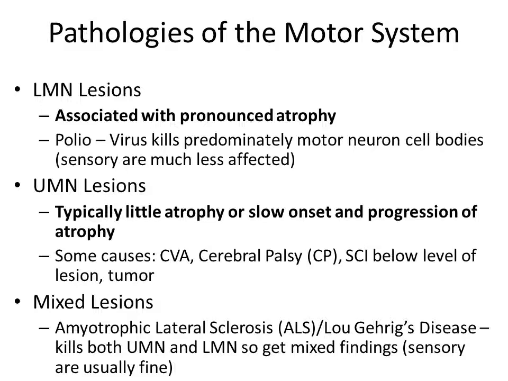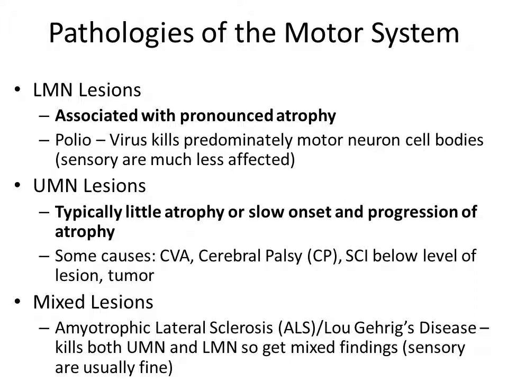Upper motor neuron lesions, on the other hand, typically show little atrophy or a slow onset and progression of that atrophy. It's not rapid and marked like it is in lower motor neurons. It's much more slow in its progression. And this is because the muscle is still getting ACh. So it's maintaining that health. And oftentimes, if we have a spastic type of paralysis, we have contraction of the muscle. We have tension in the muscle. And as a result, we have less of that breakdown of the proteins that make up the muscle.